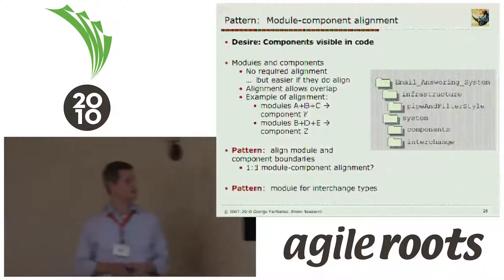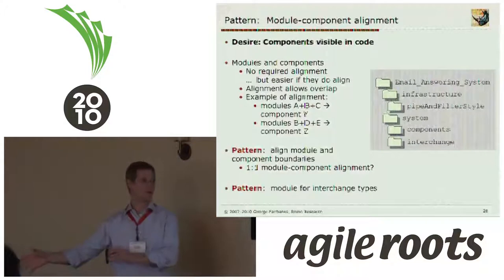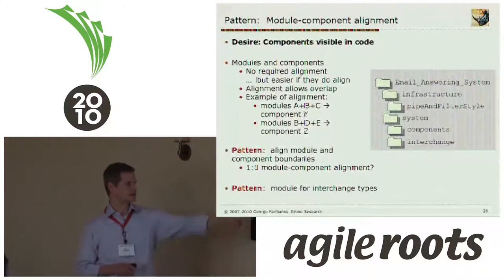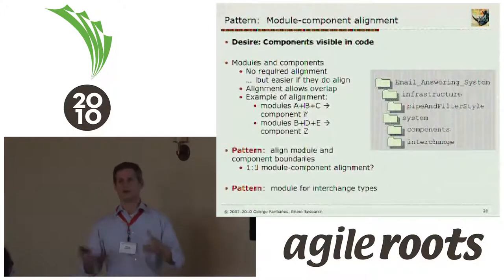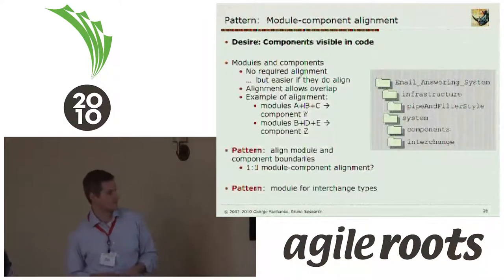Okay. Another way you could do this sometimes is you can make a one-to-one alignment between a module and what gets instantiated, the component. That's generally very hard to do. Just imagine if you share one module in two different components, then you break the one-to-one.